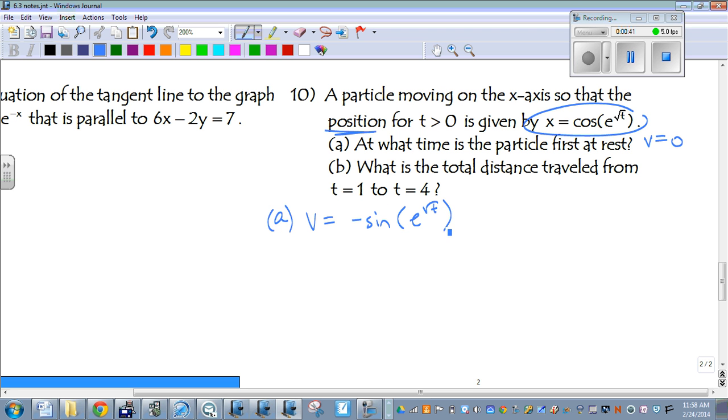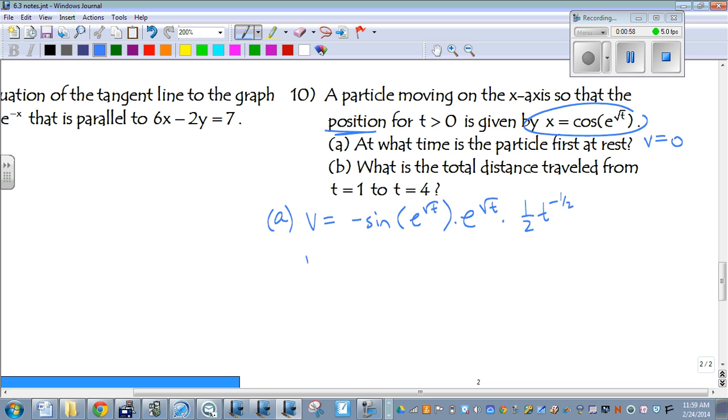times the derivative of e to the power, which is just going to be e to that power, so e to the square root of t, times the derivative of the square root of t. Remember, that's just like t to the 1/2. So the derivative of that would be 1/2 t to the negative 1/2.